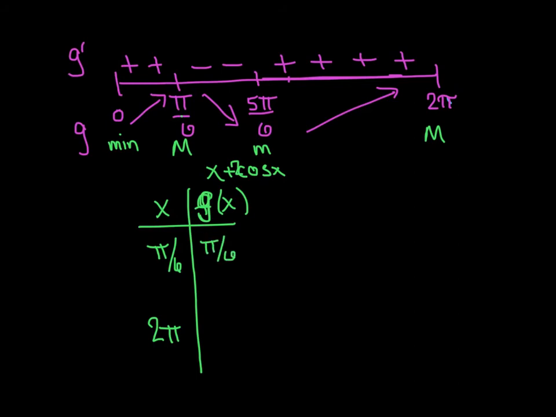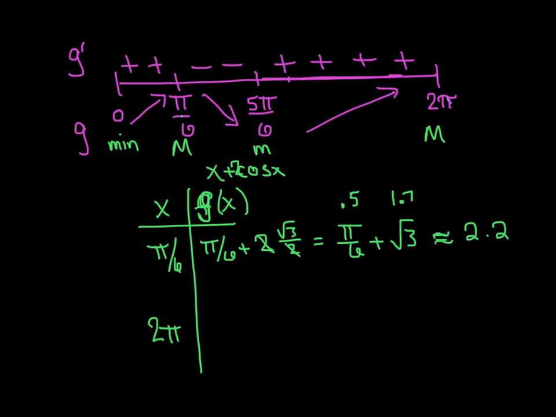I get pi over 6 plus 2 times radical 3 over 2. The 2's cancel, and I'm going to get pi over 6 plus radical 3. Now, what in the world is this? Pi over 6 is approximately 1/2, and radical 3 is approximately 1.7. If you added those two numbers together, we'd get approximately 2.2. Now, let's compare that to 2 pi.